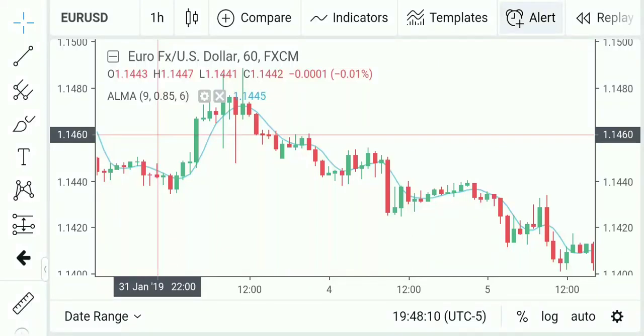Guys, today we're going to be going over the Arnaud Legoux moving average. Now, you trade it very similar to other moving averages. The Arnaud Legoux moving average is actually a fairly new moving average. It came out just in the 2000s, so it really hasn't been around that long.